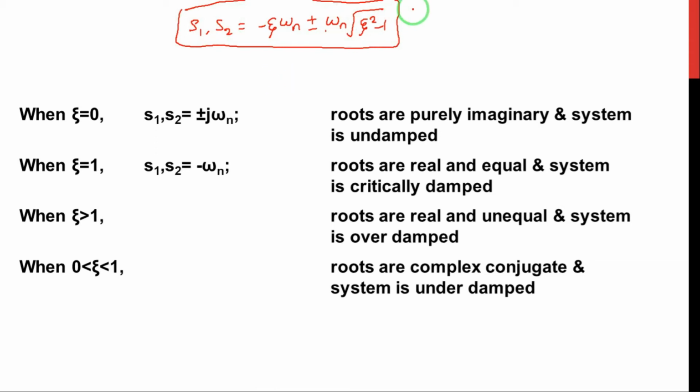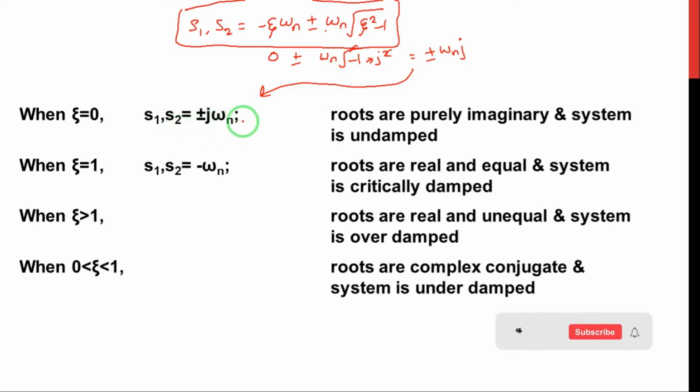Now if zeta is equal to 0, then what happens? If zeta value is 0, this term is completely 0, plus or minus omega n into root of minus 1, since zeta is 0 inside the root. How can we replace minus 1? With j square. Then the square and root cancel, and the answer is plus or minus omega n into j. Okay, that is the answer. S1 and S2 are plus or minus j omega n. These are called roots of the characteristic equation, but these roots are purely imaginary roots. If the system consists of purely imaginary roots, then that system is called an undamped system.